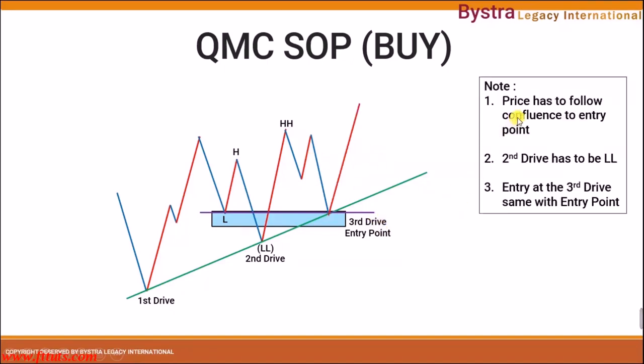So remember guys, and always remember this, price has to follow the confluence to the entry point, and the second drive has to be on the head of the QM, and we have to enter at the third drive, in the same area as the entry point. As I said, same as the QM sell, we do not want the price to linger here too much and then over here way past the confluence and the entry point.